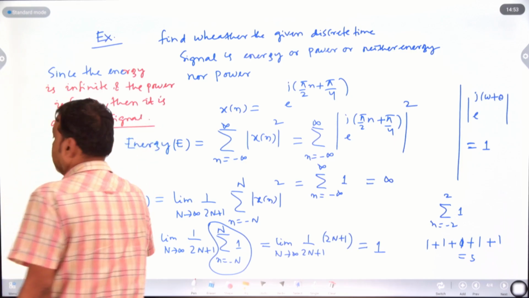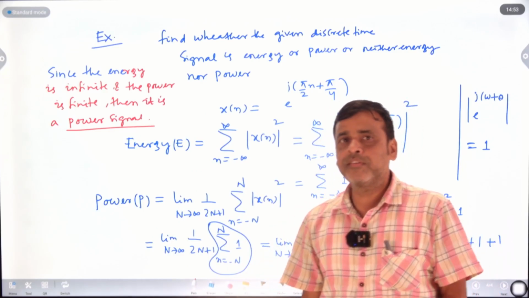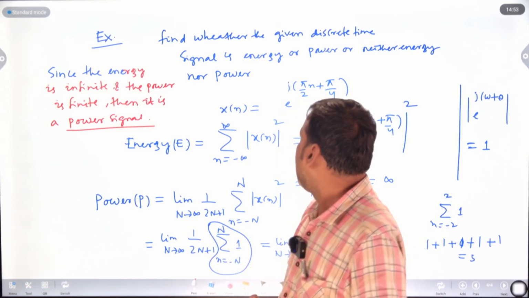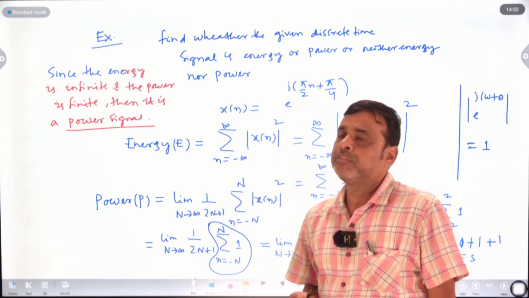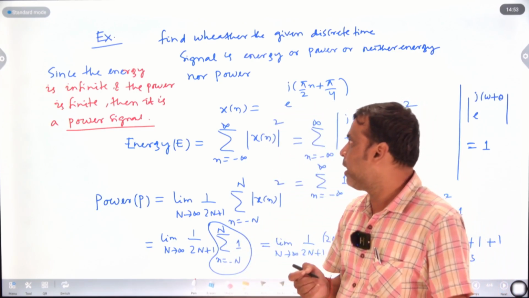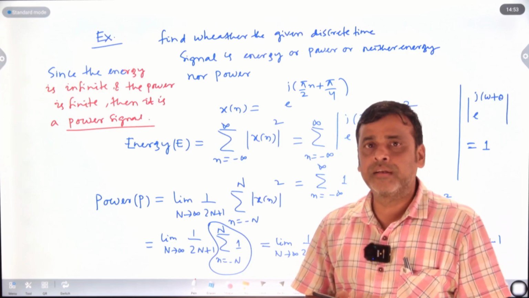Okay. So in today's class we have already discussed the classification of discrete time signals. In classification of discrete time signals, first of all we discussed what is energy and what is power. In energy signal, the energy E of a discrete signal x of n can be defined as the sum from n equal to minus infinity to infinity of x of n square. x of n is a discrete signal.